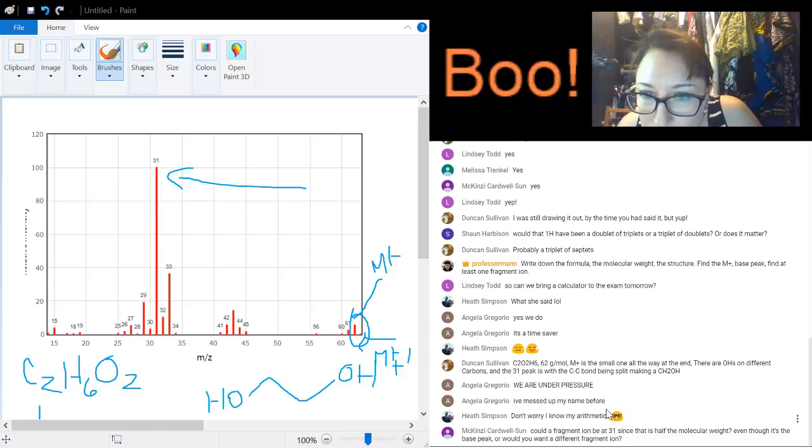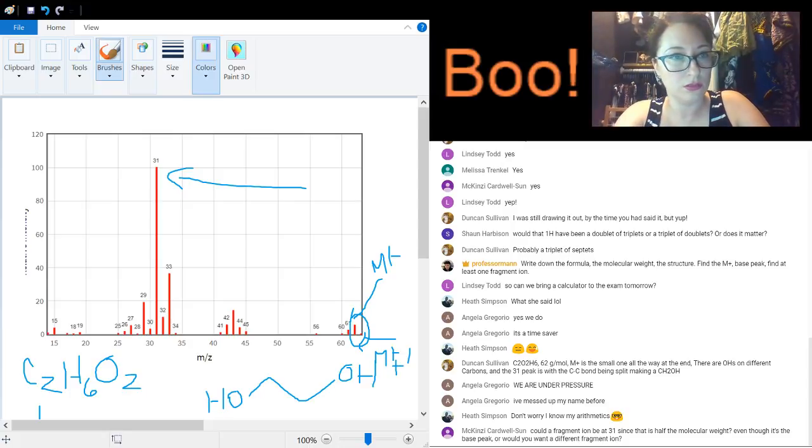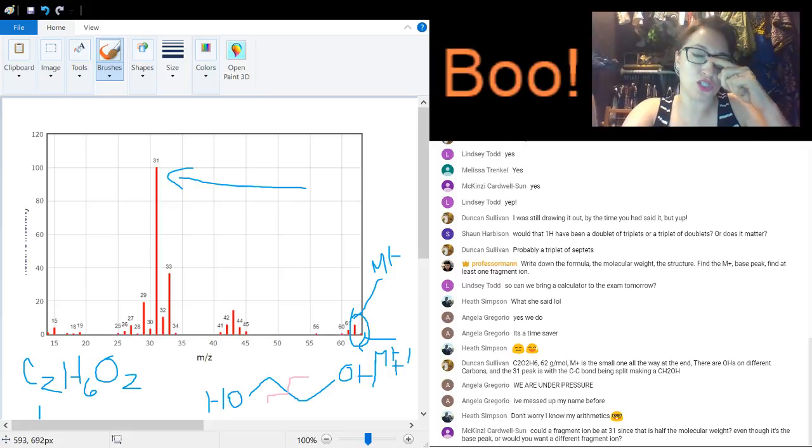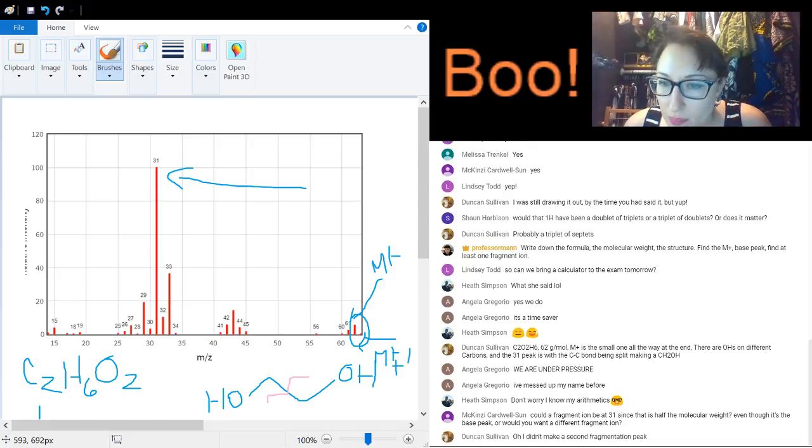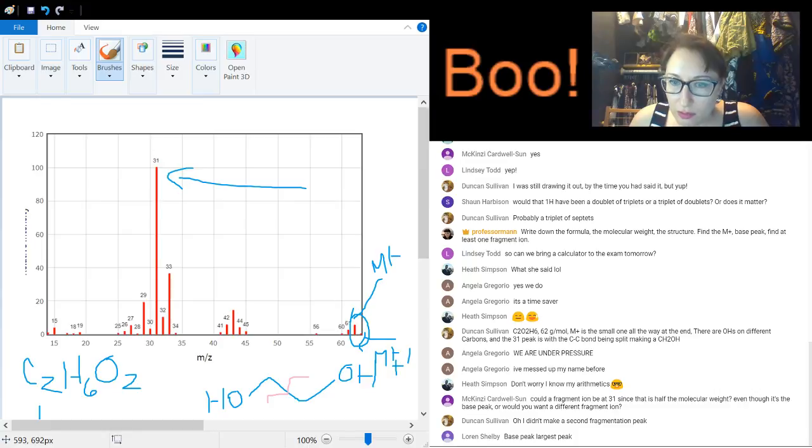And let's see, what else did Duncan get here? There are OHs on different carbons, and the 31 peak is with the carbon-carbon bond split making CH2OH. Would that give us 31? Let's see, 12, 16, 26, 27, 28, 29, 30, 31. I agree with that. Cool. Yeah. So if we, let me change that color. If we split along there, that would give us CH2OH units. And I didn't make a second fragment peak.